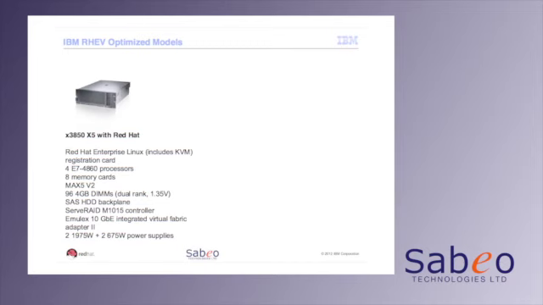So I'm going to go through the IBM technology that we have for 2012. System x is what we call our x86 brand. That covers everything from rack servers to tower servers, and including blade centers as well. We have two Red Hat optimized models.